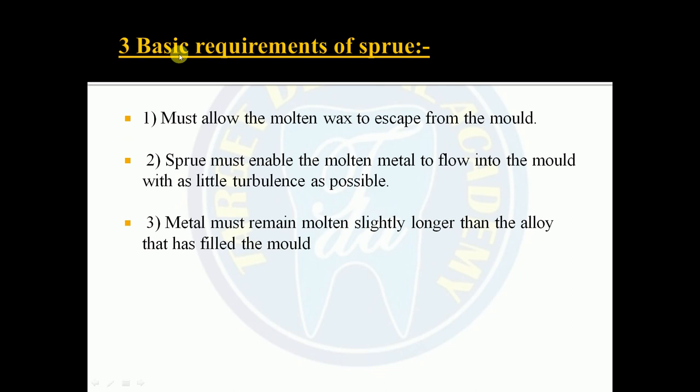So what are the basic requirements of the sprue? It must allow the molten wax to escape from the mold. The sprue must enable the molten metal to flow into the mold with as little turbulence as possible. Metal must remain molten slightly longer than the alloy that has filled the mold.